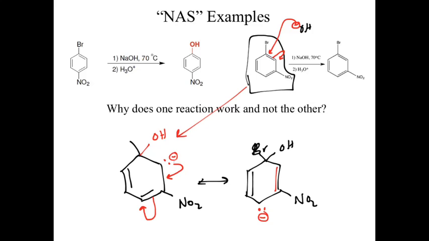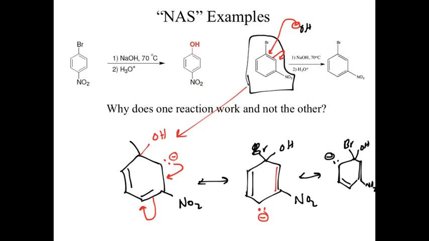Okay? You can continue to draw resonance, and what you'll end up seeing is that we end up putting the negative charge at several of the positions around the ring, but none of the charge will ever make it to the carbon with the nitro. Without that extra stabilization of electrons, we don't see this reaction occurring.